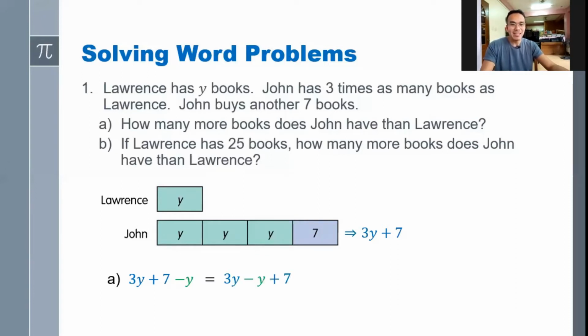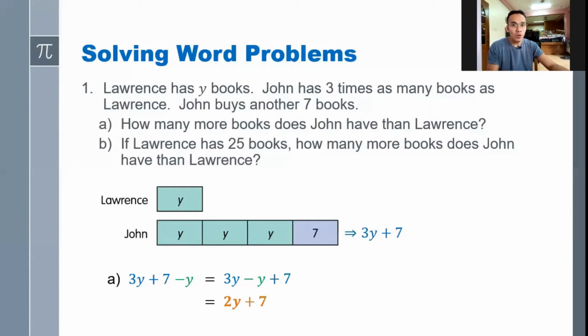That is, 3y plus 7 minus y becomes 3y minus y plus 7. And 3y minus y simplifies to 2y, and you still have plus 7. What does 2y plus 7 mean? It means that John has 2y plus 7 more books than Lawrence.